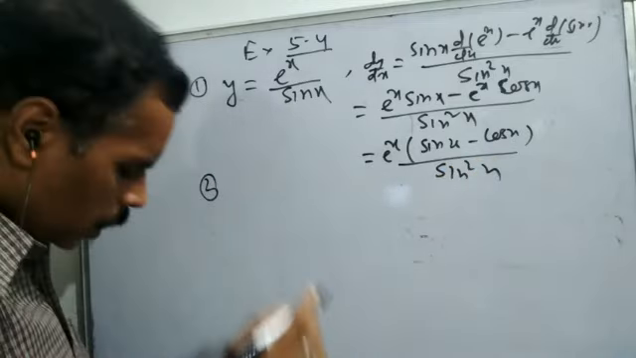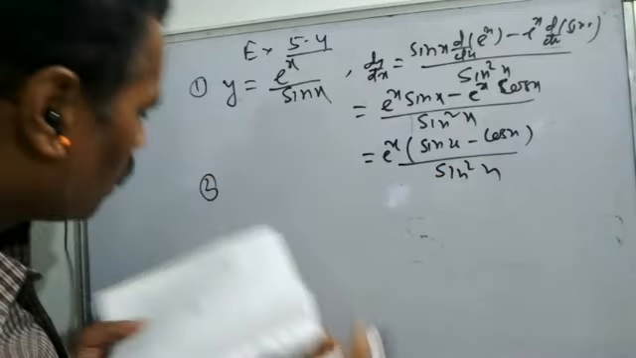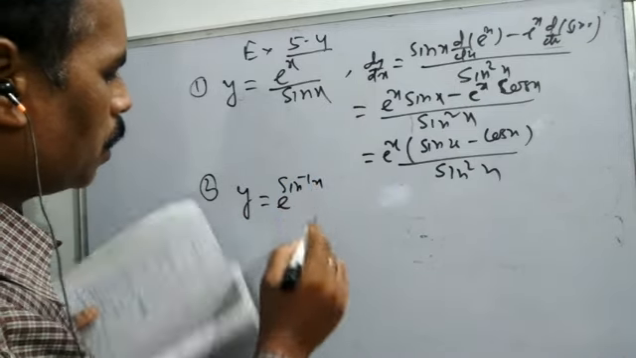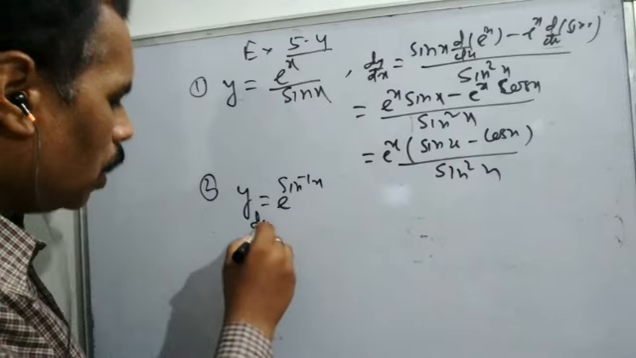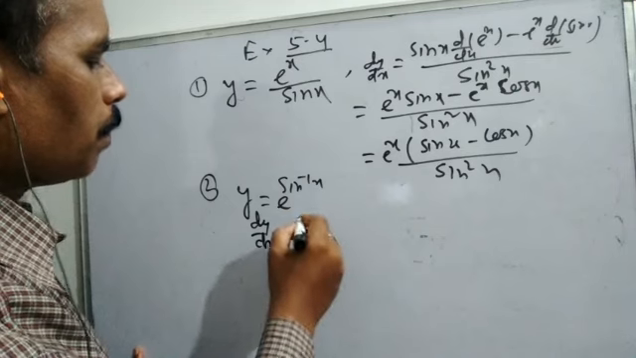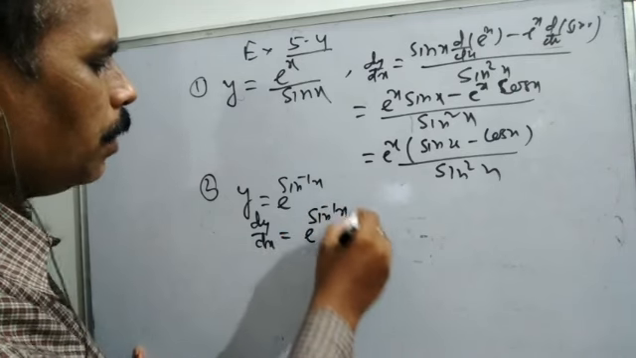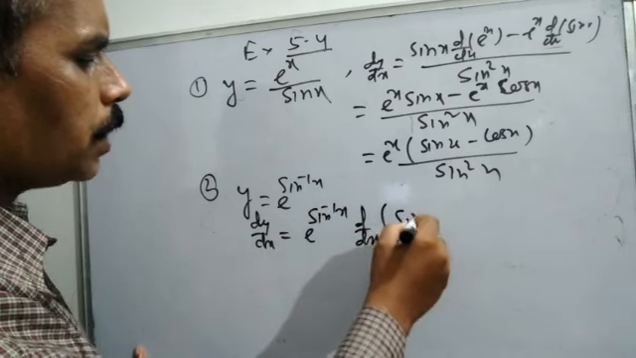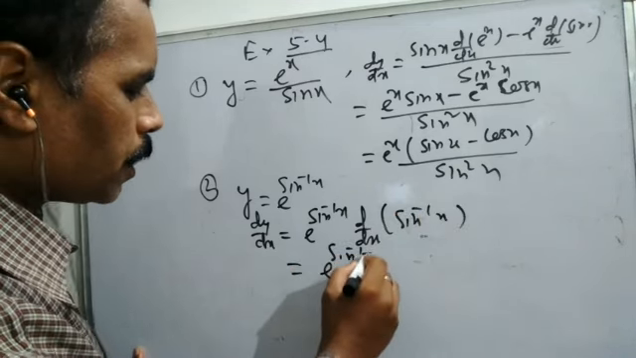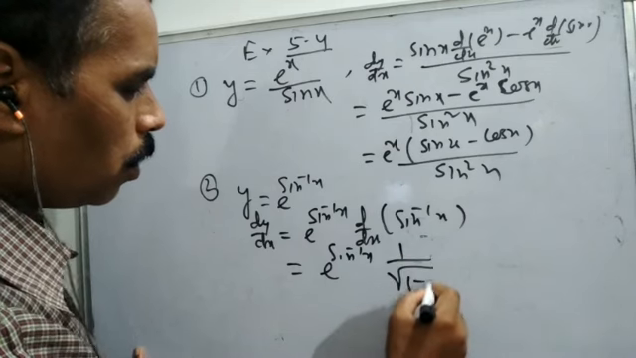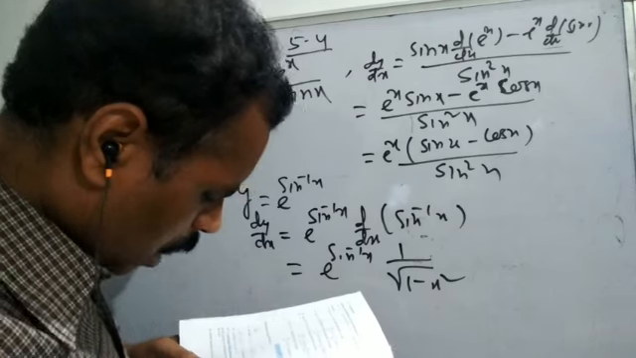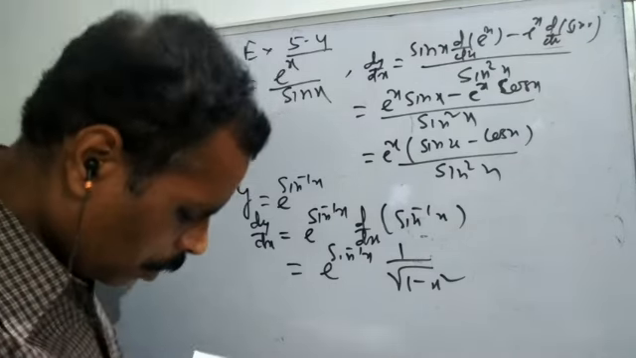Then question number 2, very easy question. y is equal to e to the power sin inverse x. Then can you find now? dy by dx is equal to what will be? e to the power x format. So e to the power sin inverse x and derivative of sin inverse x. Very easy. So e to the power sin inverse x and this value will be 1 by root over 1 minus x square.